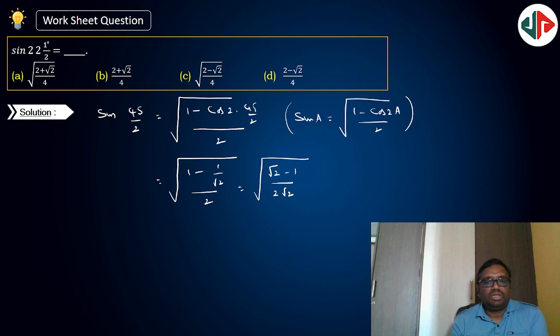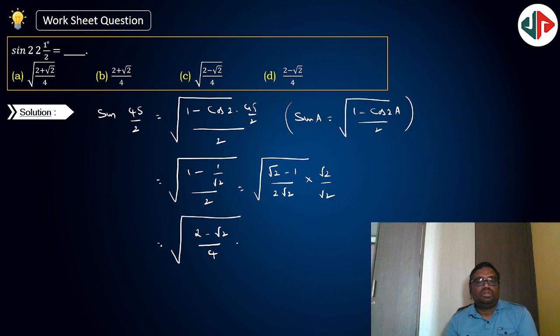But the option is not there in that form. You multiply with root 2 and divide with root 2. So this value becomes (2 minus root 2) by 4. So your answer is under the root of (2 minus root 2) by 4.